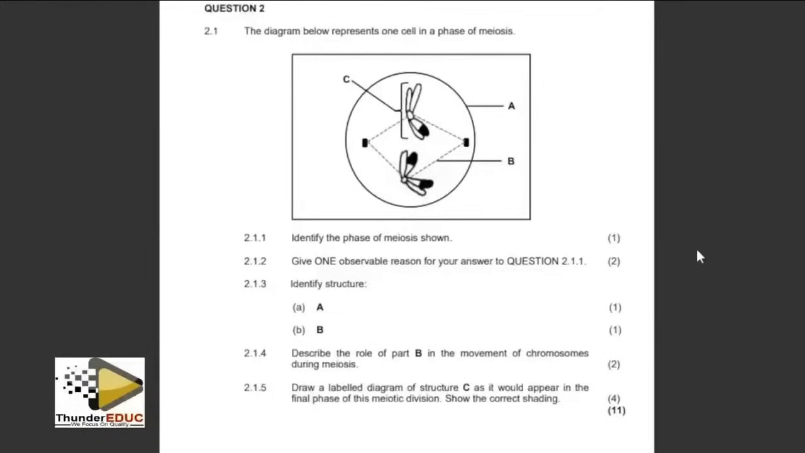Is always killing students. All right. Let's go through this question paper. This one. Then they're saying, what is A? A is a cell membrane, not nuclear membrane.